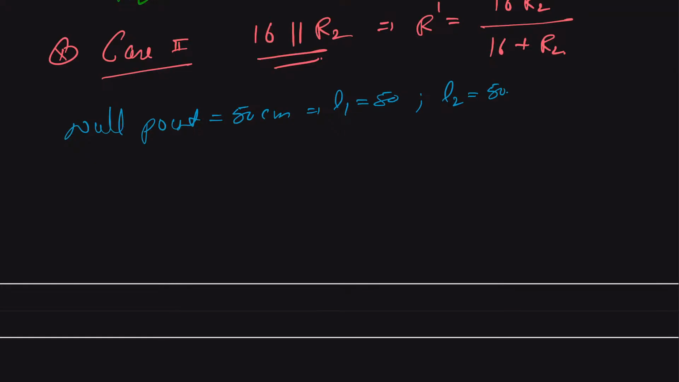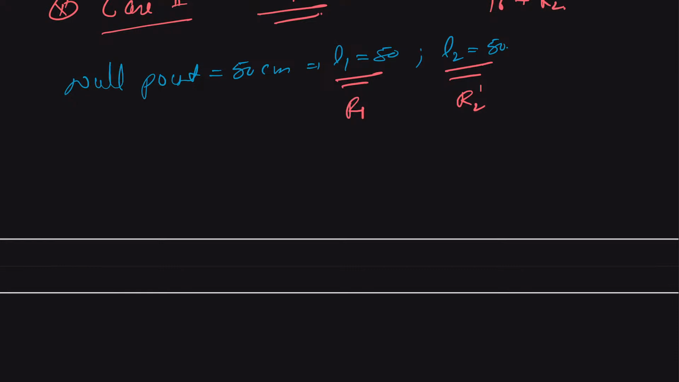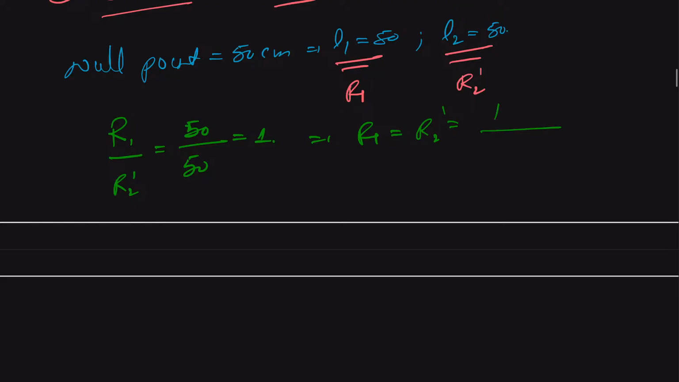Please remember, now L1 corresponds to R1, but L2 in this case corresponds to R2 prime. Therefore we can write R1 upon R2 prime is equal to 50 upon 50, which is equal to 1. Therefore R1 is equal to R2 prime, and R2 prime is 16 R2 upon 16 plus R2. This is our equation number 2.